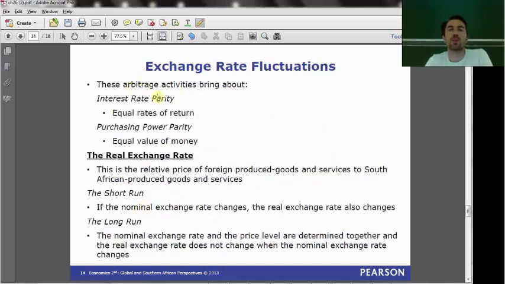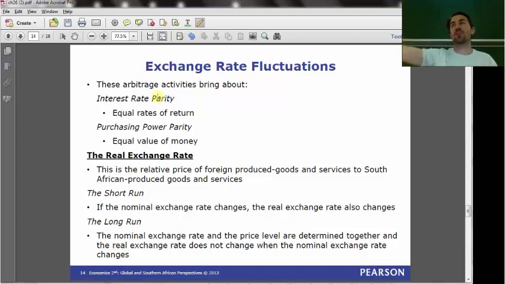How do we get arbitrage activities? Well, the first example we gave was what happens when the interest rate in one country changes relative to the interest rate in another country. It means you can earn better interest rates in that country relative to the first country. So what happens? People start buying more of those financial assets in the country where the interest rate went up.